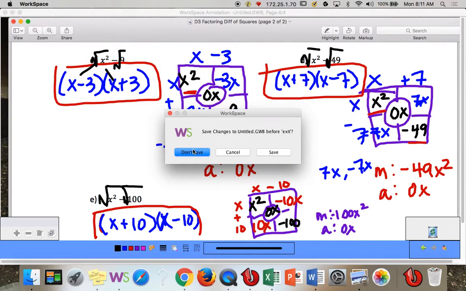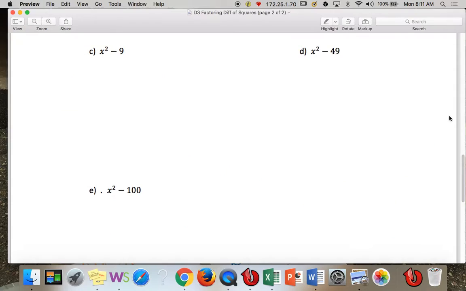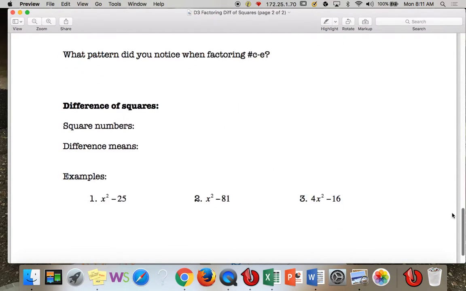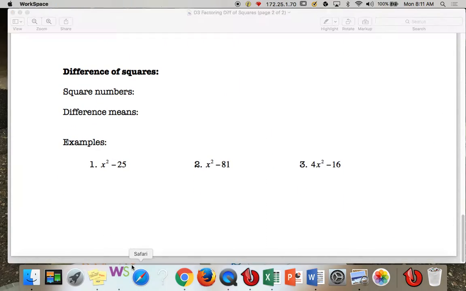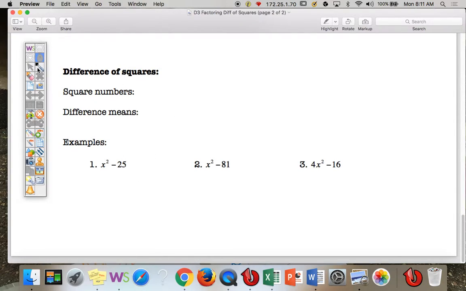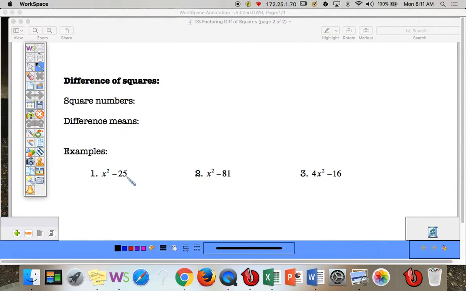So let's talk about this pattern here and what it's called. This is called difference of squares. In order to use the pattern, it has to meet two qualifications. Both terms have to be square numbers, and they have to be subtracted. If they're not being subtracted, you can't use the pattern. And if both numbers aren't square numbers, you can't use it.